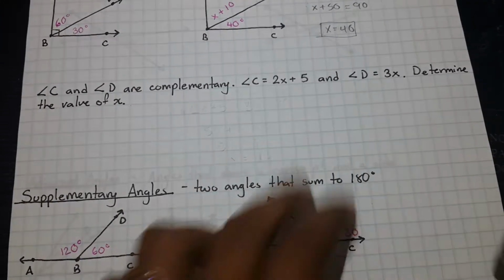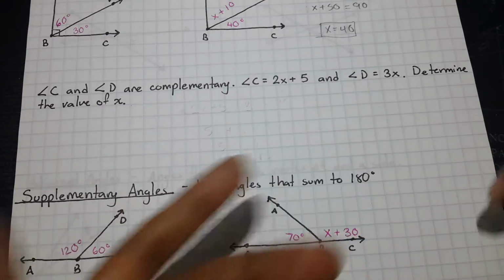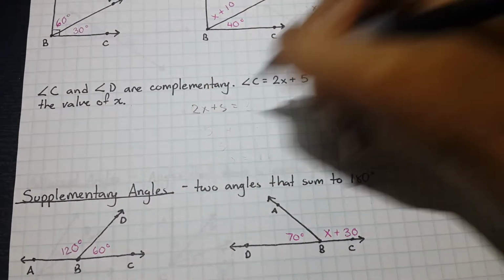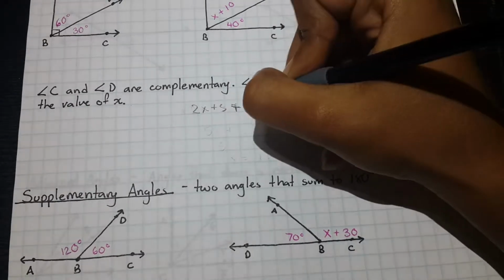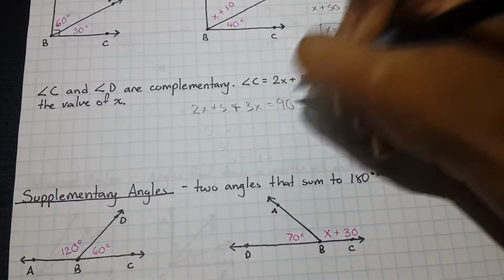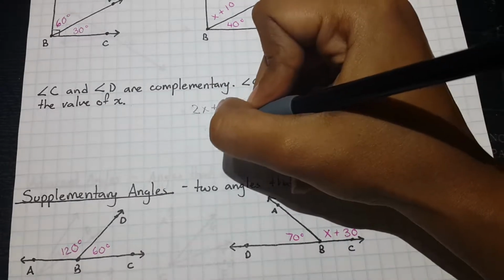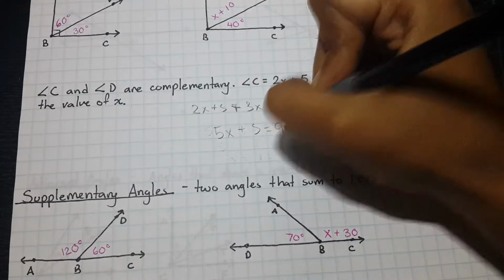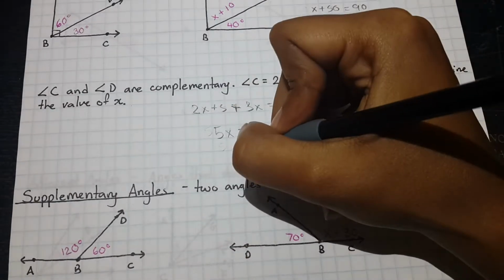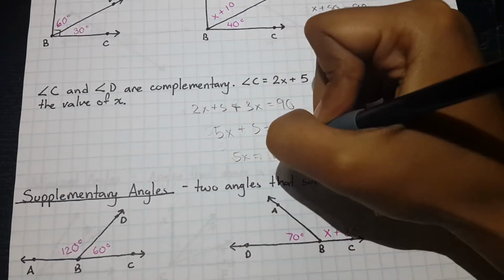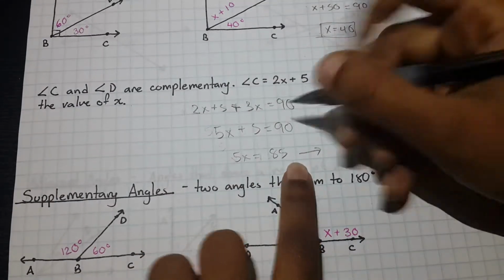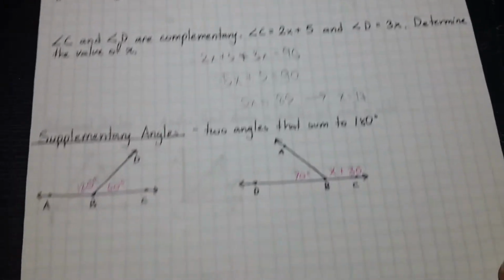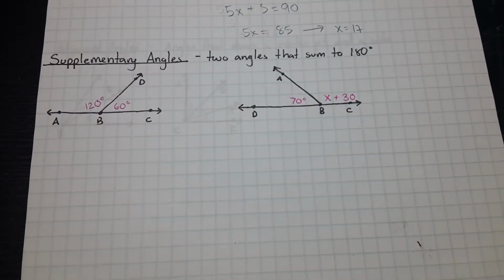We set up an equation by adding these two and setting it equal to, again, 90 degrees. So we're going to write 2x plus 5 plus 3x equals 90 degrees. We add 2x plus 3x to get 5x plus 5 equals 90. Subtract 5 on both sides to get 5x equals 85, and then divide both sides by 5 to get x equals 17.